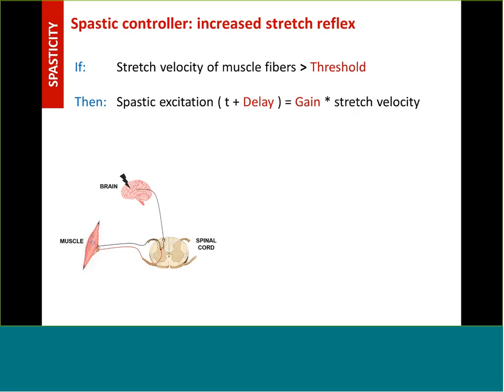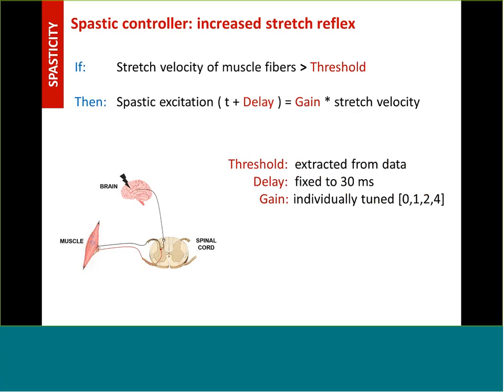For our data, we chose to fix the delay to 30 milliseconds, representing the shortest possible stretch reflex delay as obtained from literature. The threshold was set to a value directly based on the measured data, as the muscle tendon lengthening velocity 30 milliseconds before a clear onset was seen in EMG activity.